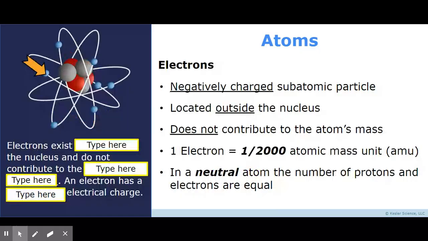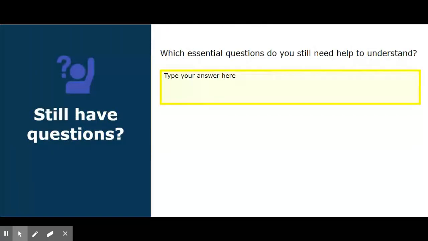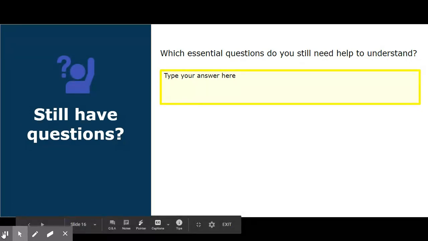So, if you still need help on any of those, I want you to tell me on this slide which ones it is. If you understand it all by now, then I want you to tell me why you think you understand it and what you think you could learn to improve your knowledge.